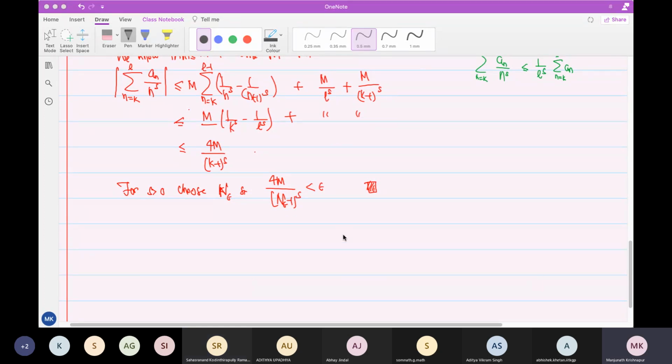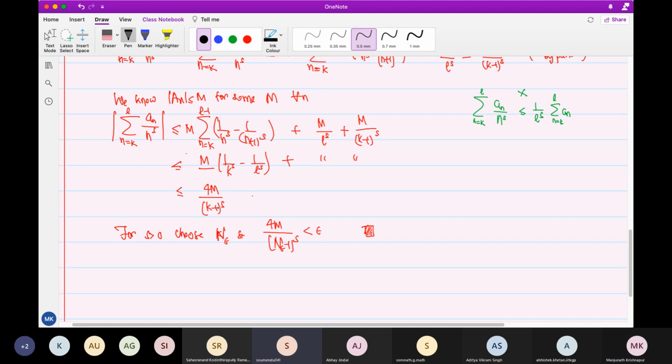Shouldn't there be k to the power s? Yes. So this is k minus 1. Oh, that's k minus 1. Okay. Sorry. When I was writing, it was clear. Afterwards, it doesn't look like k minus 1. So here there were 4 terms: 1 by k to the s, 1 by l to the s, 1 by l to the s, 1 by k minus 1 to the s. I just bounded all of them by 1 by k minus 1 to the s.